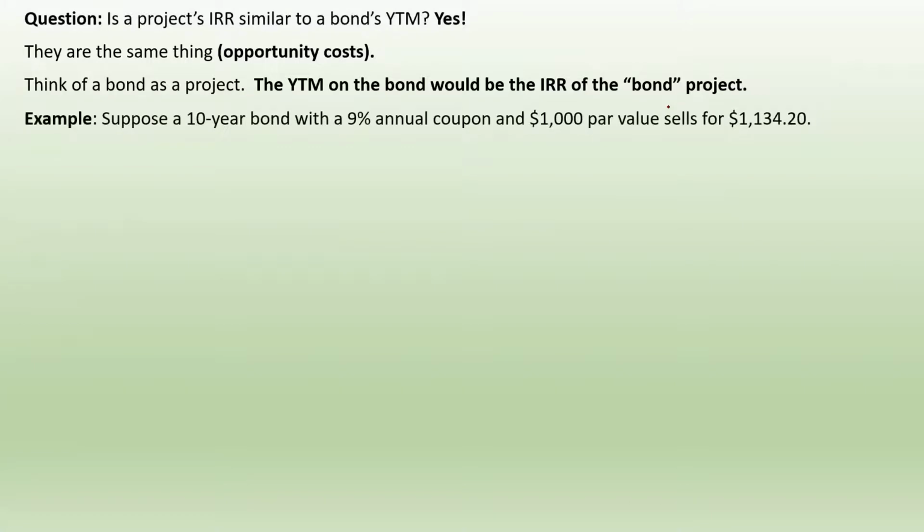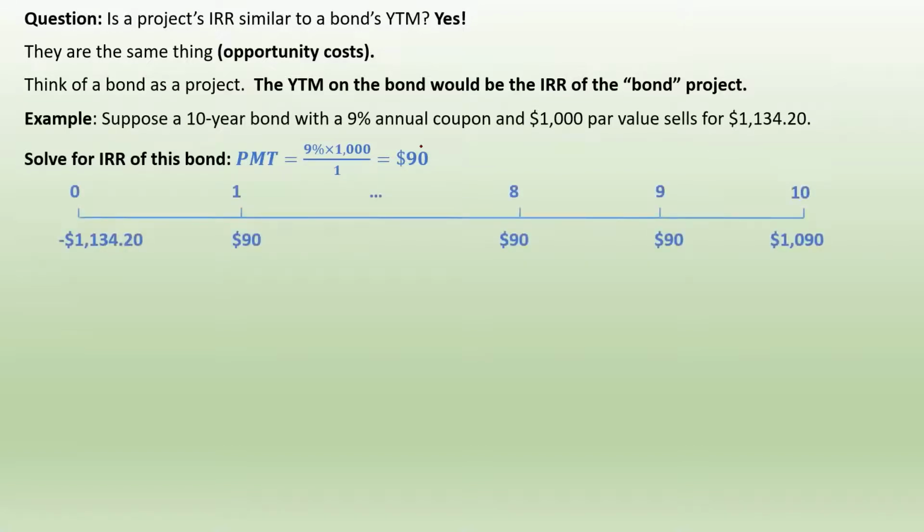Suppose here is a 10-year bond with a 9% annual coupon and 1,000 par value. The price is 1,134.2. We solve for the IRR of this bond. Because it's an annual coupon bond, the payment is the coupon rate times par value, which is $90 per year. So the timeline looks like this. At t equal to 0, you have to pay the price. Then you receive $90 each year, and at the end of year 10, you receive your last $90 and the 1,000 principal.